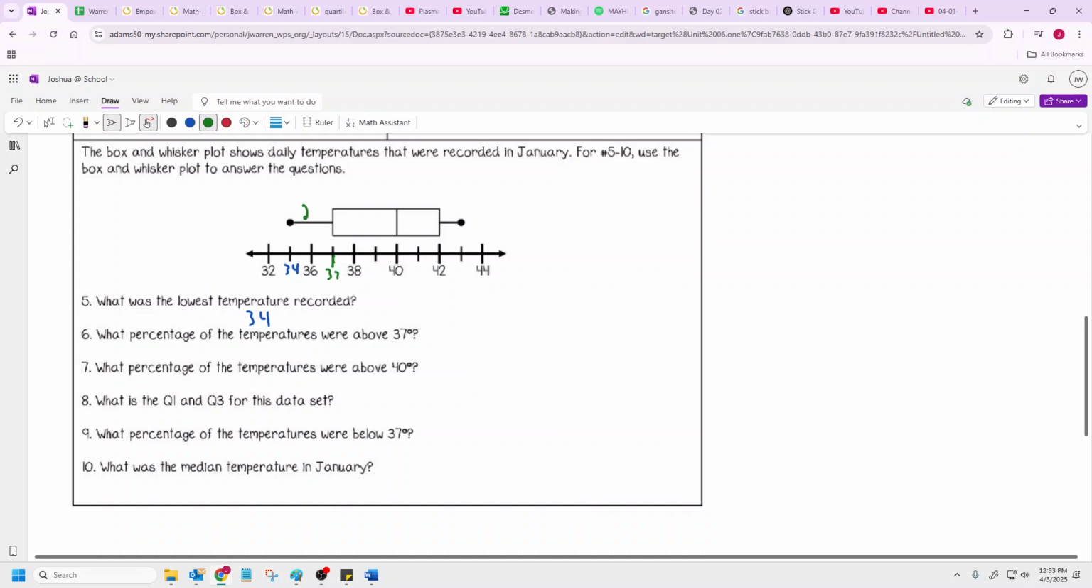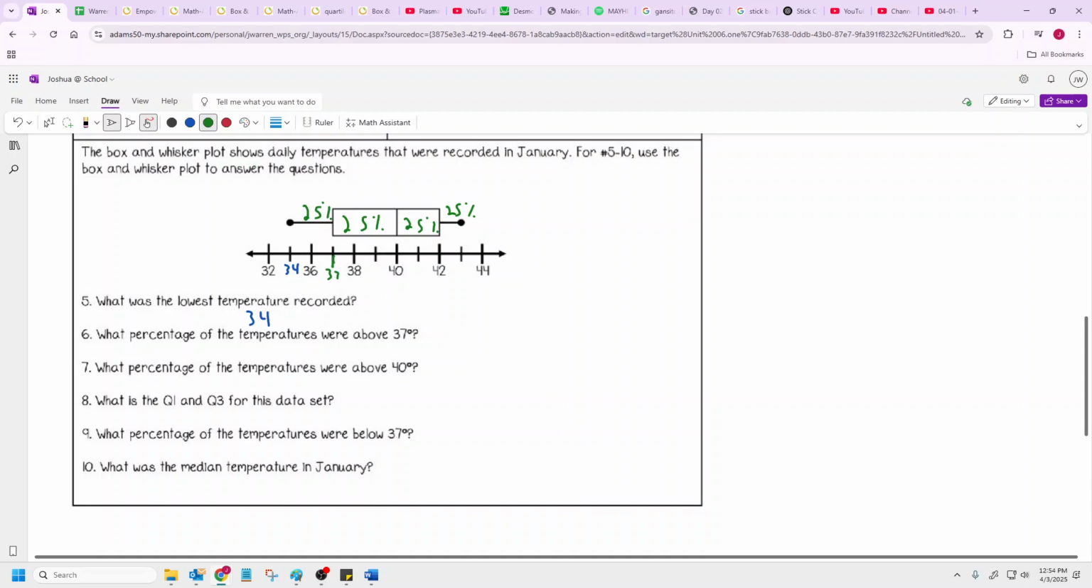Remember, this little whisker represents 25% of the data. This box represents 25% of the data. We're breaking this into quartiles. This represents 25% of the data, and then this represents 25% of the data. So we're looking at 37. How many quarters do we have above 37? We have 1 quarter, 2 quarters, and 3 quarters.